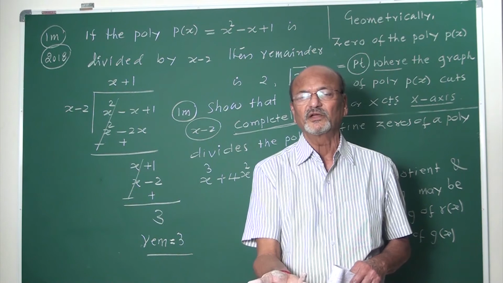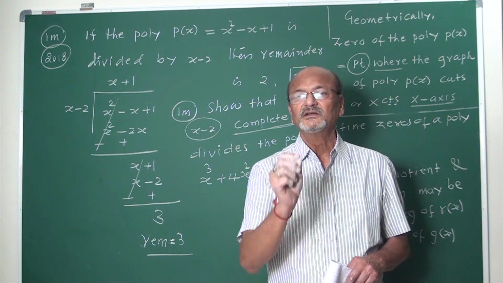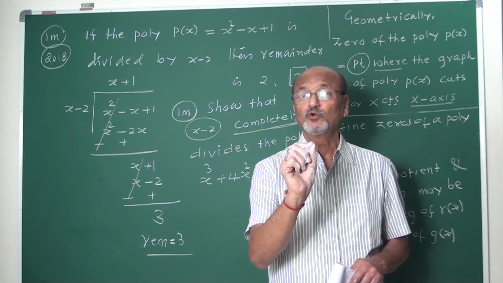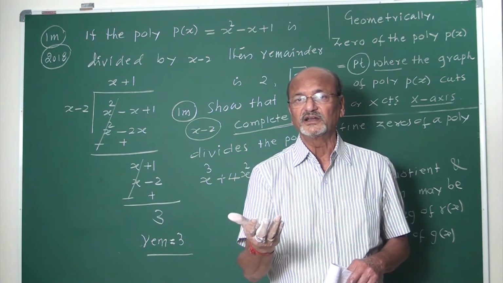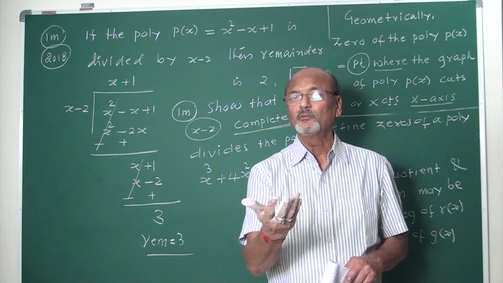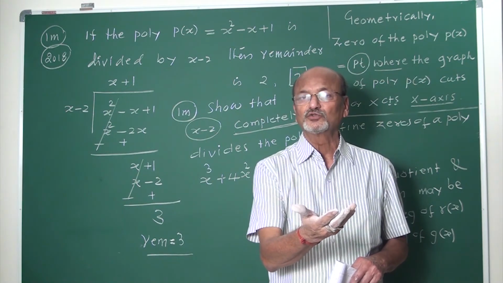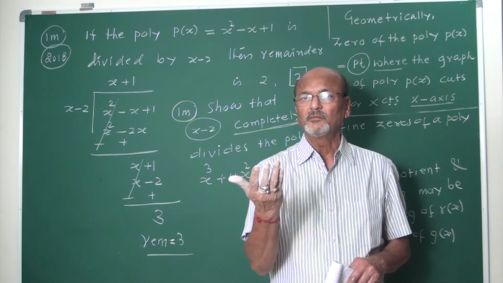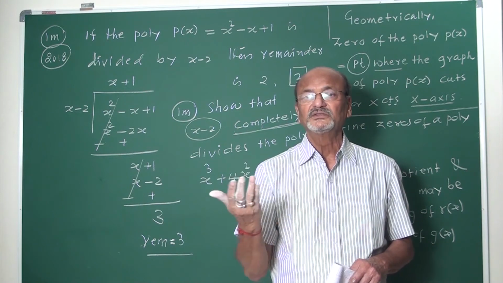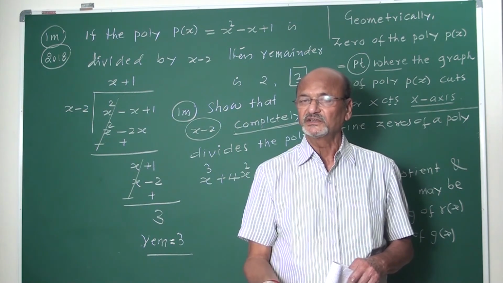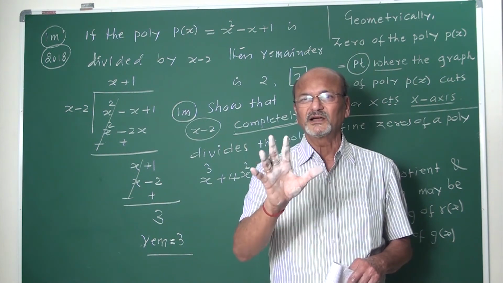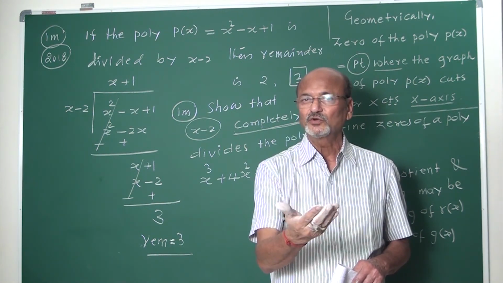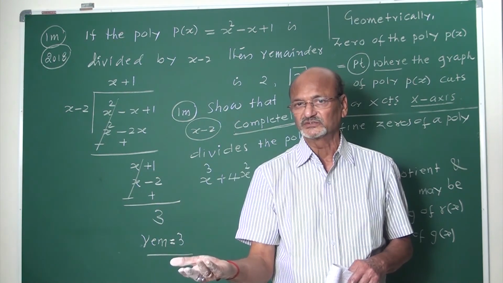Later, what comes, my friends? After that, relations between zeros and coefficients of a polynomial: linear, quadratic, cubic. That were mentioned. Sum of the zeros in case of quadratic is minus b by a, product is c by a. The same thing is given in case of cubic. Examples were done. Simple examples, my friends. You have to find the zeros, you have to verify those relations.